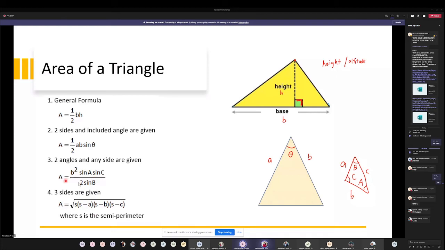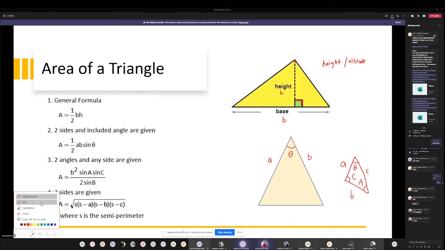The pattern is, you put the given side here and you square it. So if the given side is B, you square it and multiply it with the sine of A times the sine of C, then divide by 2 times the sine of B. Whatever side is given in the numerator, the angle opposite to it should be placed in the denominator. So if it's side B here, it should be sine of angle B at the denominator. You cannot use sine of A or sine of C at the bottom. It should be the angle opposite to the given side.